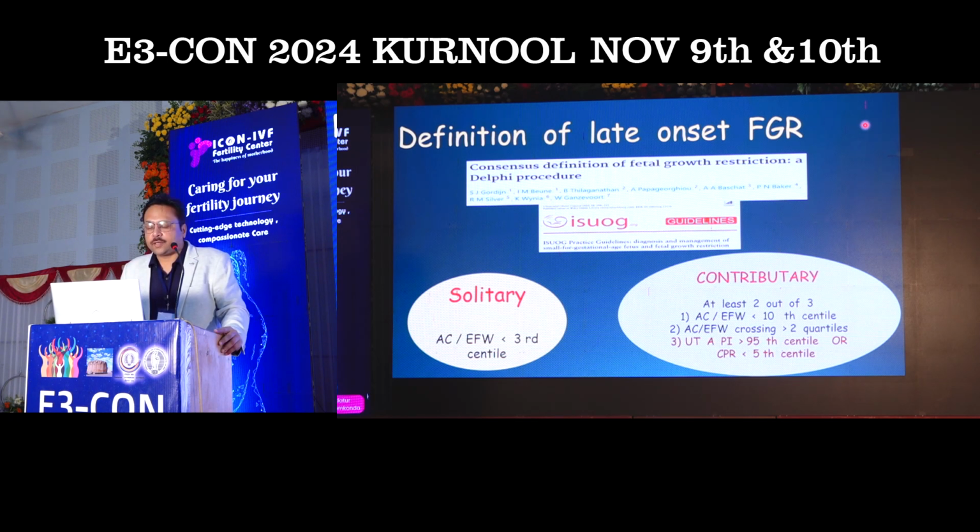When the AC or estimated fetal weight is less than 10th centile with Doppler abnormality in uterine artery like more than 95th centile and CP ratio less than 5th centile, or AC or estimated fetal weight crossing 2 quartiles. 2 quartiles means they are dipping by 50 centiles. Initially, the estimated fetal weight was on 85th centile, and on second occasion we are looking, it is going below 30th centile. So you can label this as late FGR even though it is more than 10th centile, it is an AGA fetus. And this is the mystery of late FGR.